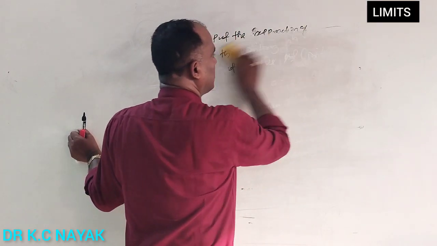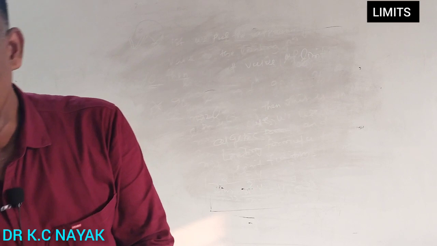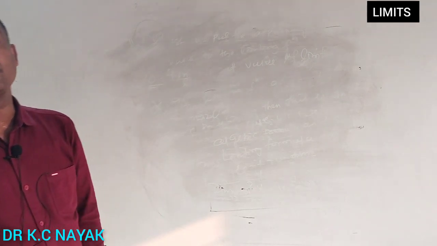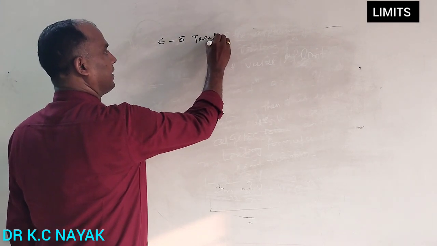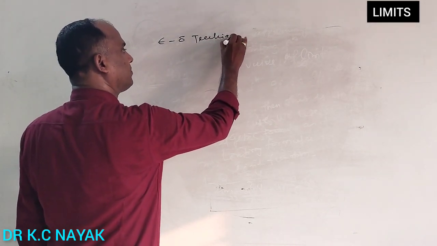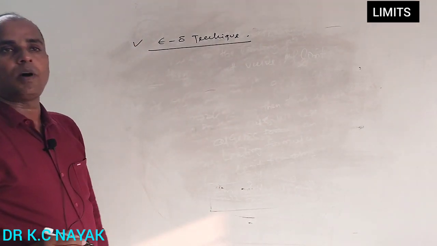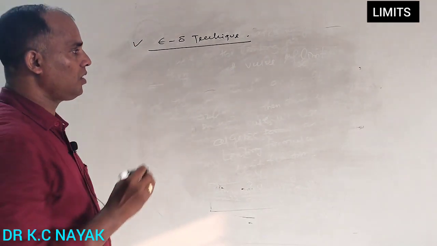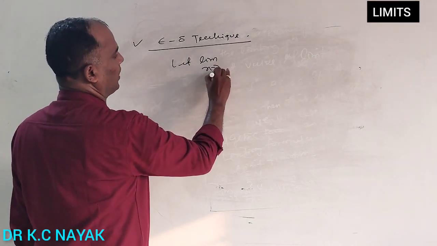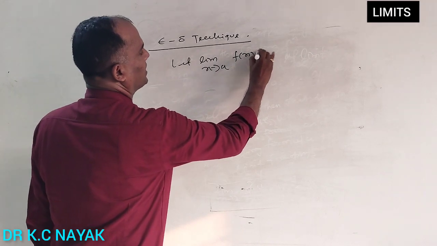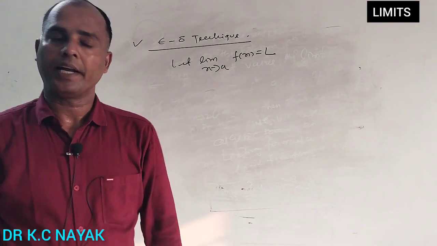Now, limit related to the epsilon delta technique. Now we discuss the epsilon delta technique. I already told you the definition of a limit. So let the limit as x tends to a of f of x be equal to L.